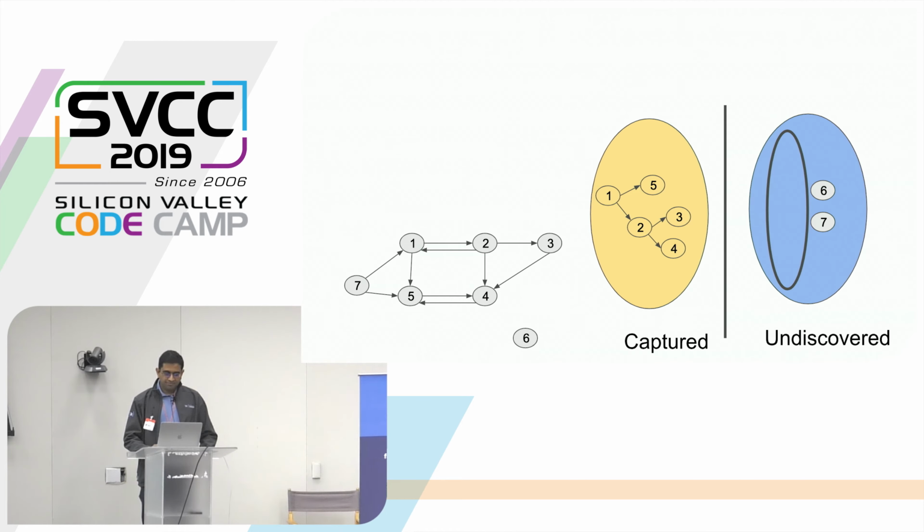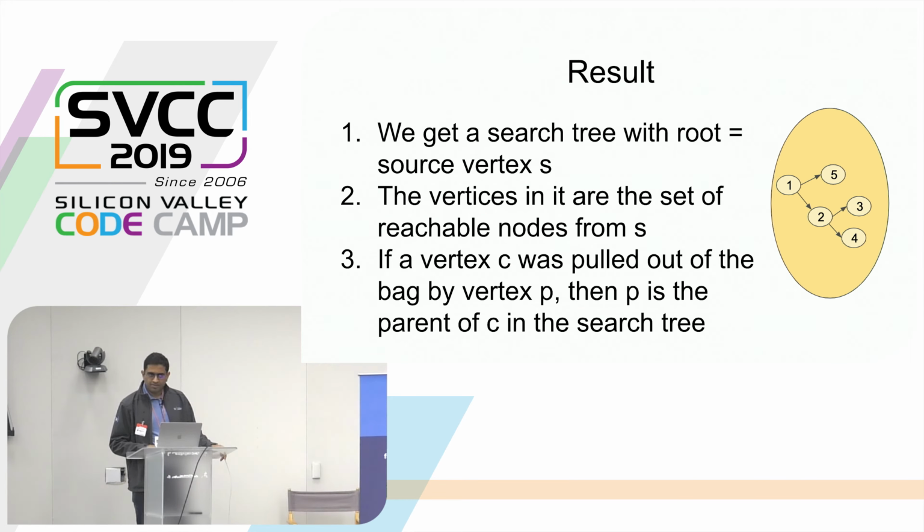Our bag is empty. And what that means is, what we have on the left are the set of vertices that are reachable from our source vertex, vertex 1. So this is the result of this general graph exploration. We got a search tree on the left at the end, which had the source vertex as the root. That's vertex 1 over here. And the vertices in this search tree are precisely the set of vertices or nodes that were reachable from the source vertex in the original graph.